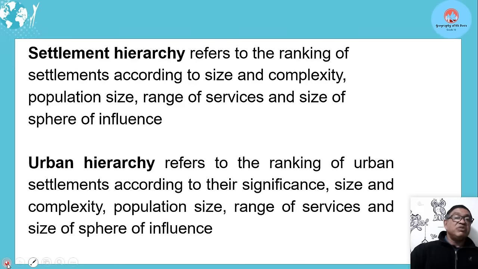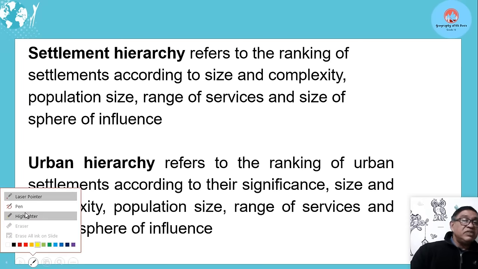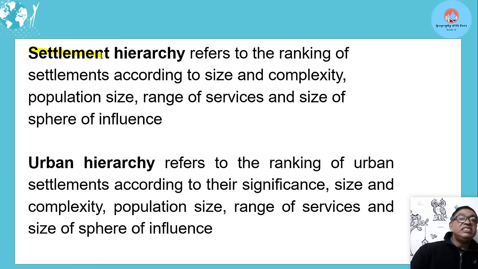Okay, let's go to the last one here on defining them. A settlement hierarchy is dealing with the ranking of settlements according to their size, complexity, and sphere of influence. An urban hierarchy is the ranking of urban settlements according to their significance, all the same factors. And you know, the higher you go, the larger the population, the smaller the number, etc.